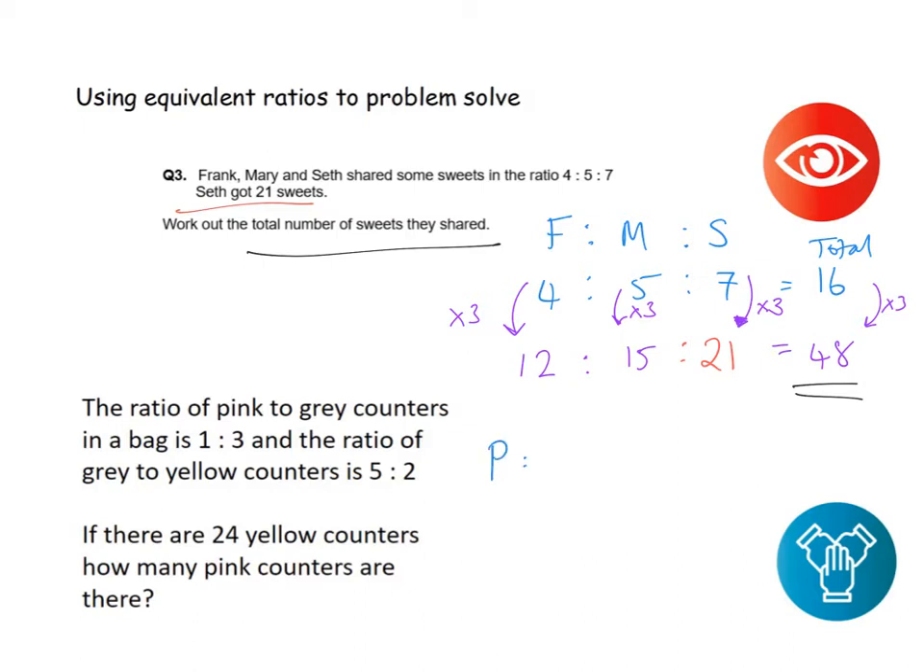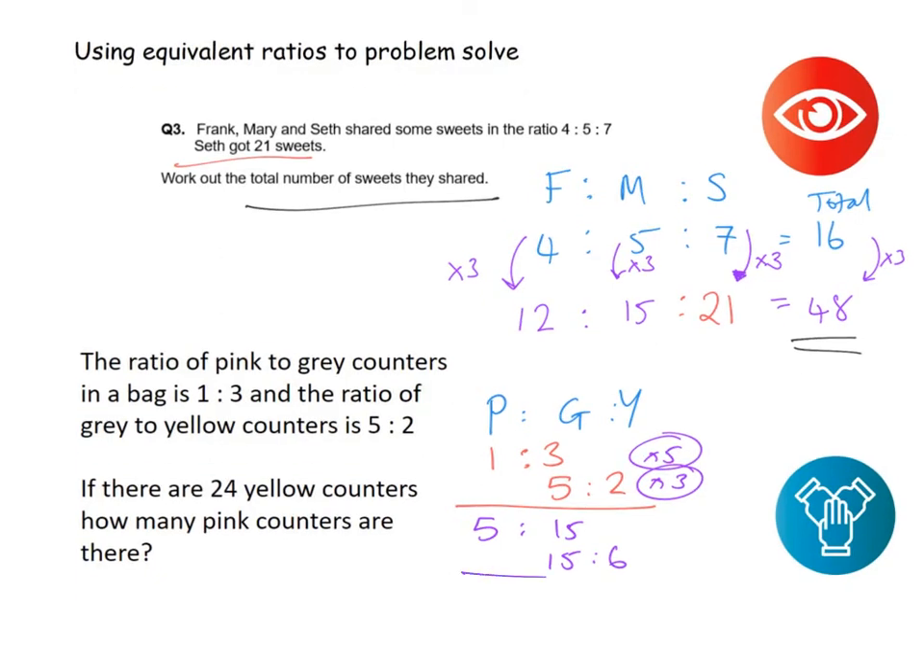So I have pink to grey in a bag, and the ratio of grey to yellow in the bag is 5 to 2. So we're going to combine the two ratios like we've done before. So pink to grey and then grey to yellow. So I can see that I've got to times the top one by 5 and the bottom one by 3. So that's going to give me 5 to 15 and then 15 to 6, which I can then combine to get the overall ratio of 5 to 15 to 6.